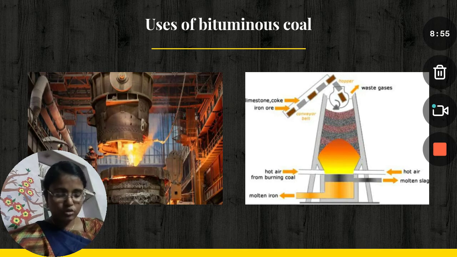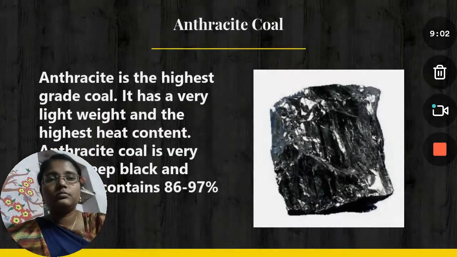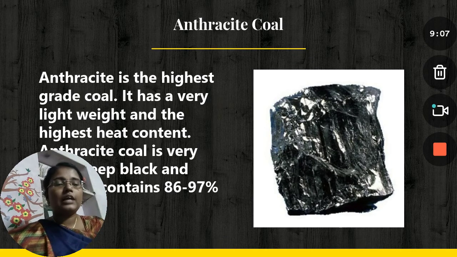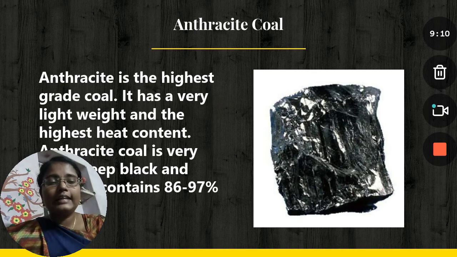Next, anthracite coal. Anthracite is the highest grade coal. It has very light weight and highest heat content. Anthracite coal is very hard, deep black and shiny. It contains 86 to 97% of carbon. Also, anthracite is usually the oldest type of coal, having formed from biomass that was buried 350 million years ago.